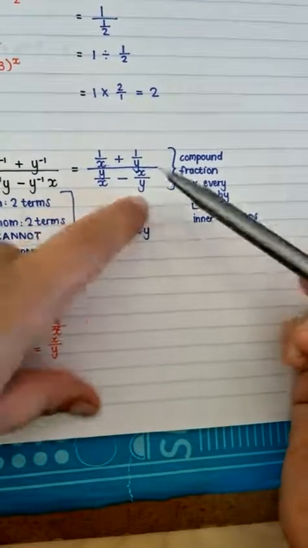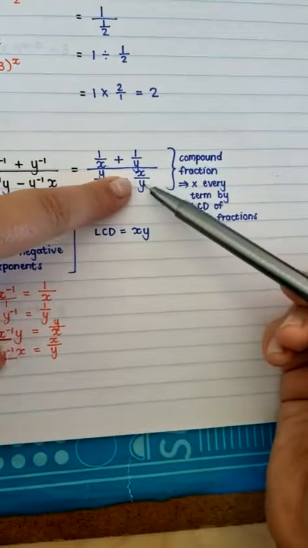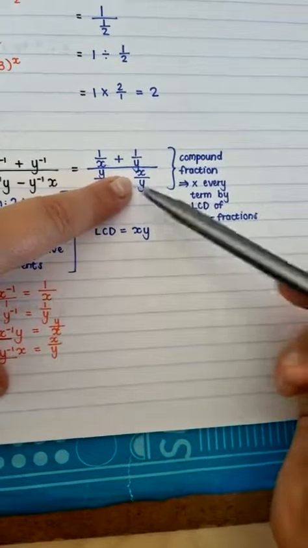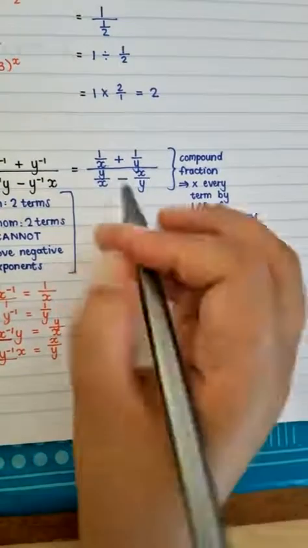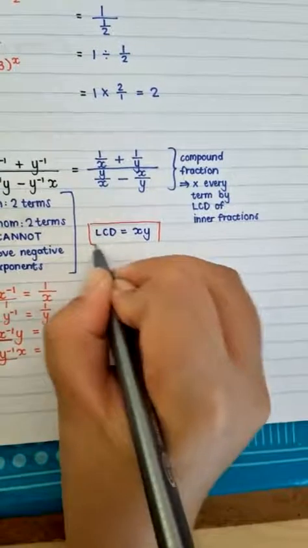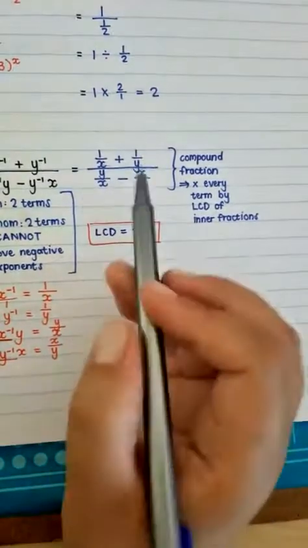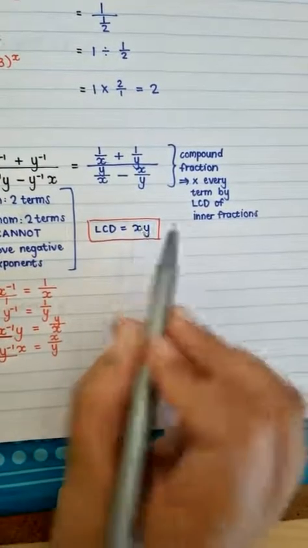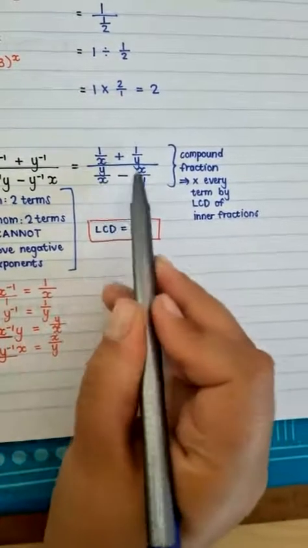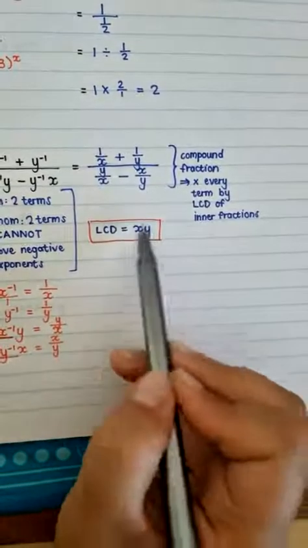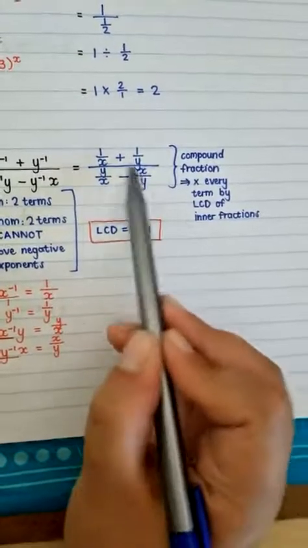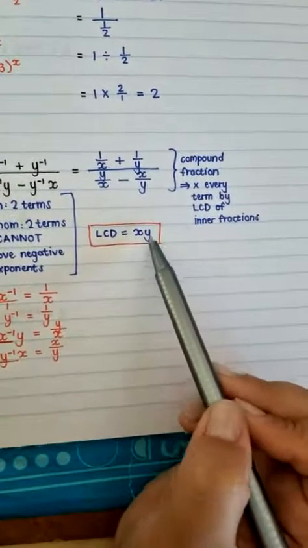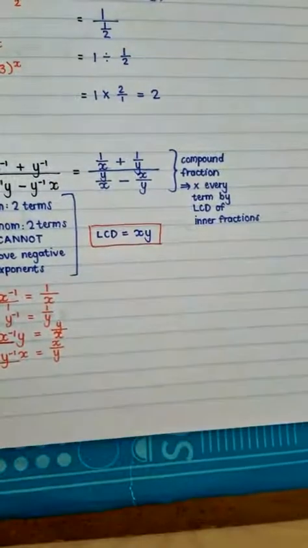My last inner fraction also has a denominator of y, but y is already in the LCD. I don't have to add another y. So this is the LCD of the inner fractions. If this was an x squared, for example, you would have to put an x squared in your LCD. All of the variables in your denominators, to their highest exponents, must be in your LCD. It's just an x and a y, and the highest exponent of both is x to the 1 and y to the 1. So that is our LCD.